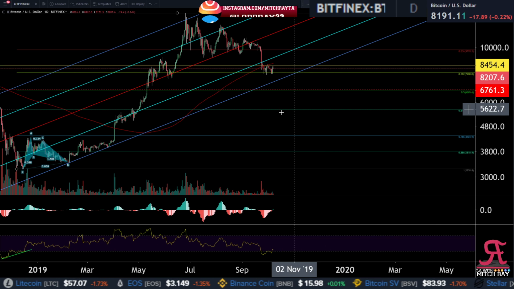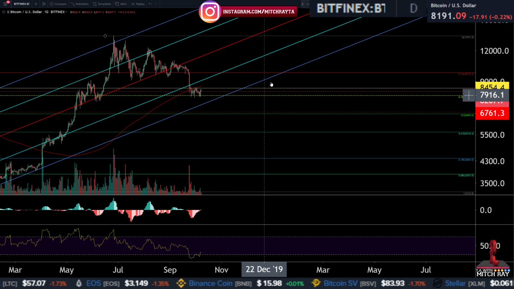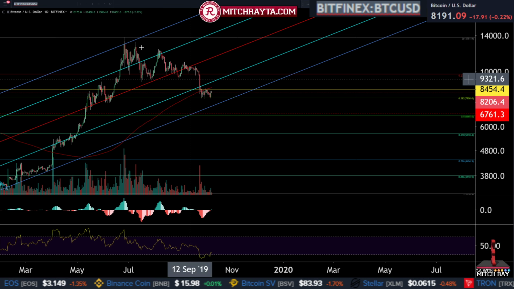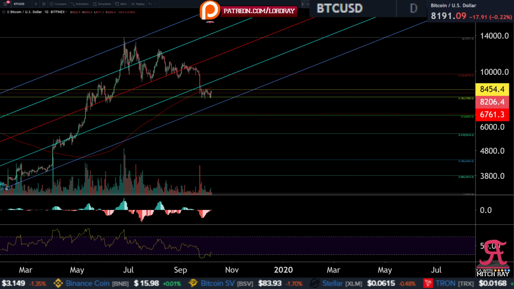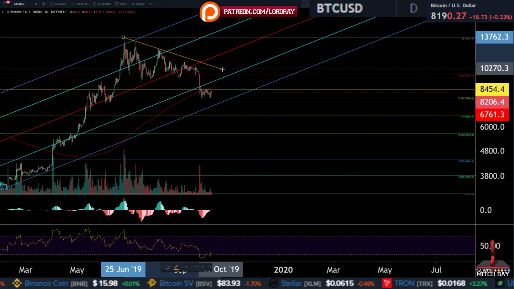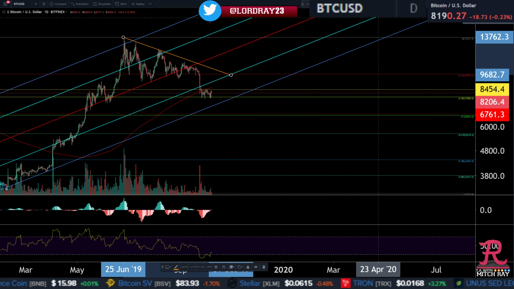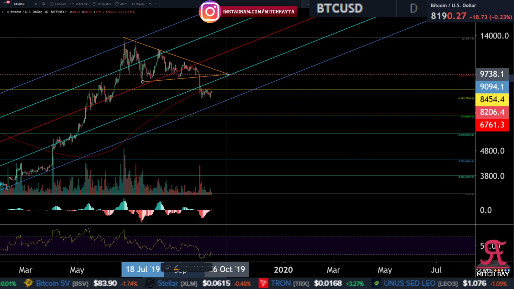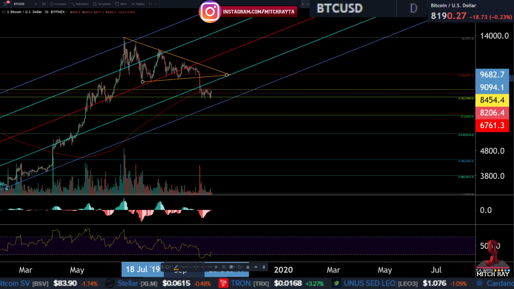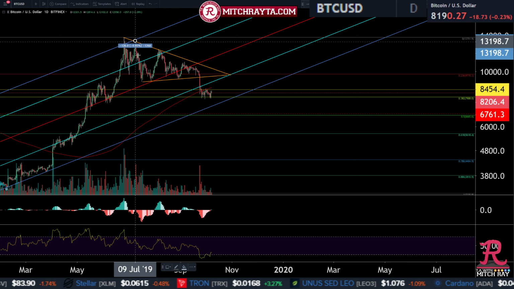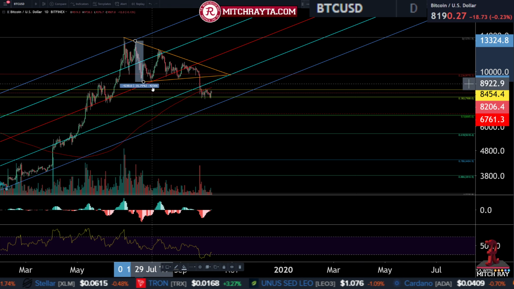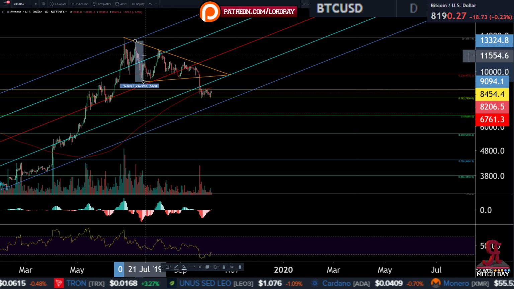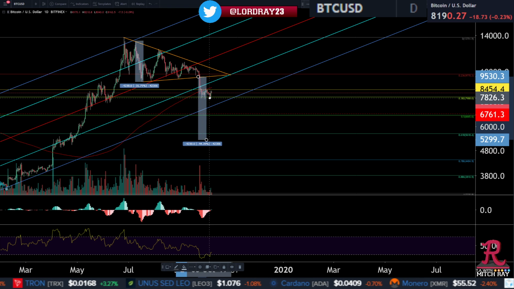All right, so something we talked about was with that triangle. Dang, I guess I got rid of it. Remember with the triangle? Okay, when we broke out, it was a 31.75% measured move.